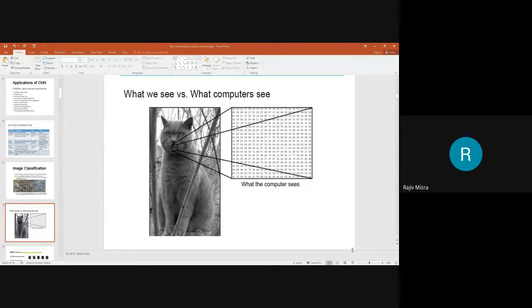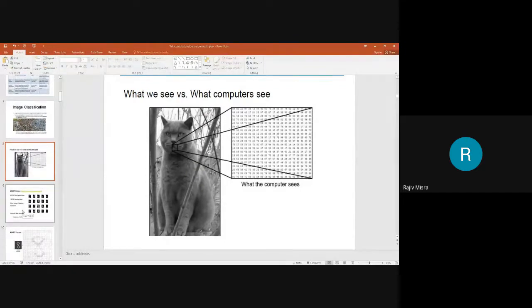About computers, you can see the image of a cat in this particular matrix form. It is full of numbers, integers, a lot of digits. Using this input data, the computer has to classify that this is the image of a cat. It is not straightforward; it's very tedious.